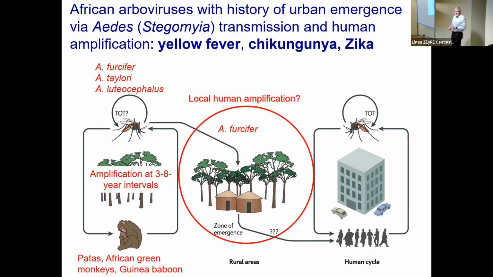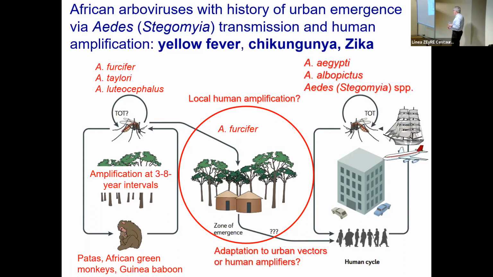So it's not a very good vector like Aedes aegypti, which transmits dengue very efficiently and evolved in Africa but spread around the world hundreds of years ago. Once the virus does reach an urban outbreak location, then Aedes aegypti, by far the most important, but sometimes Aedes albopictus or other Stegomyia subgenus mosquitoes transmit from human to mosquito to human.